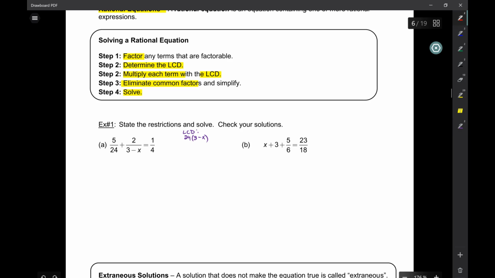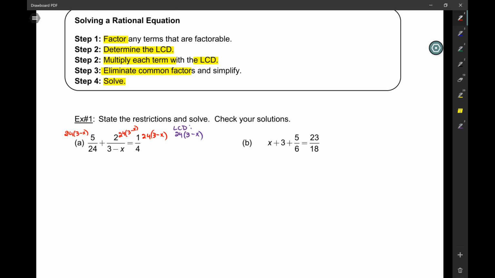So I multiply each term by 24 times 3 minus x, 24 times 3 minus x, 24 times 3 minus x. This is like equal opportunity multiplying. You cannot multiply one term and forget about the other one. Not cool, not fair. They just throw a fit, okay? Now, you have to go to each individual term and simplify or cancel out whatever can be canceled out.